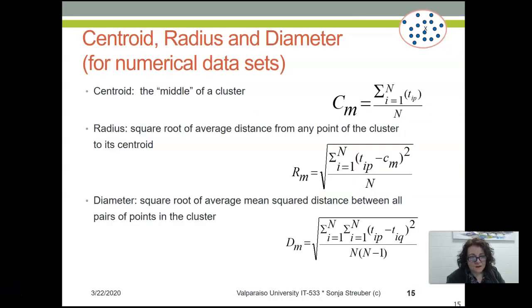But that's not all. Now we know that our centroid is the middle of a cluster. As such, it is the sum of all data points divided by the number of all data points. We also will want to calculate the radius of our cluster, which is the square root of the average distance from any point of the cluster to its centroid. And since we are calculating our radius, we also will want to understand what the diameter of our cluster is, namely the square root of the average mean squared distance between all pairs of points in our cluster.